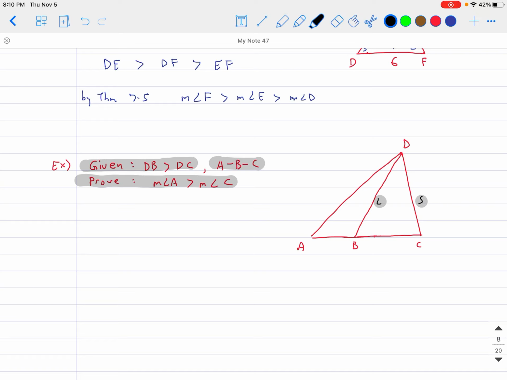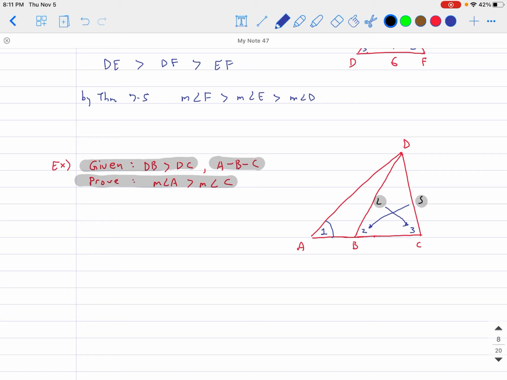Okay. Now, looking at some of the players that we have right here, I do believe that we're going to have to deal with angle C, because that is going to be the opposite of L. I'm also going to have to deal with angle DBC right here, because that's the opposite of S. And I'd like to do something with angle A over here. So that's going to be this guy right here. Let's go ahead and give them numerical names for the measurements, just to make our lives a little bit easier. Let's call this angle 1. Let's call this angle 2. Let's call this angle 3.